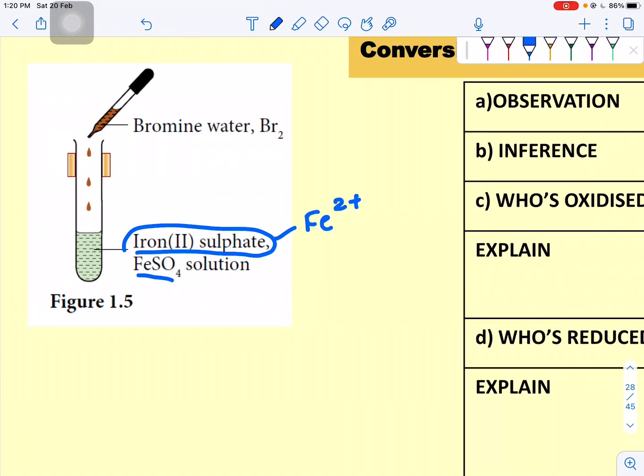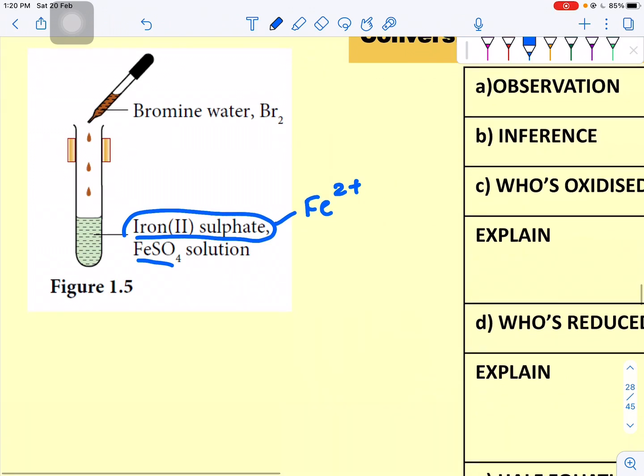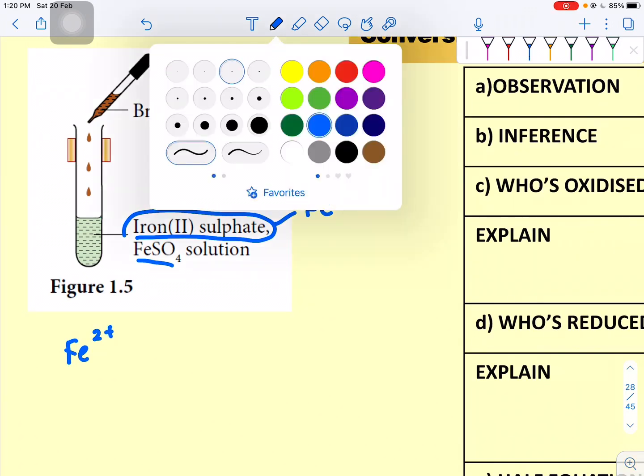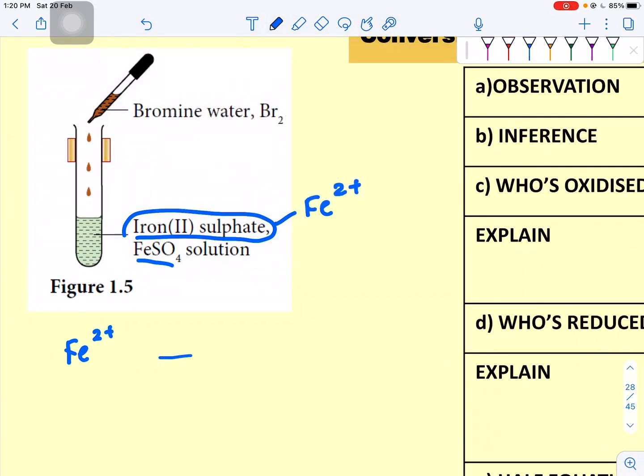We have Fe2+. So what I'm going to do first, before I go to the question, is solve it on this diagram. If I have Fe2+, where will it go? Fe2+ will turn into Fe3+. It will not become anything else. Iron 2 turns to iron 3. That's the rule. If you meet iron 2, it becomes iron 3. If you meet iron 3, it becomes iron 2. Sulfate, what does it do? No need to consider it. You just focus on iron 2.